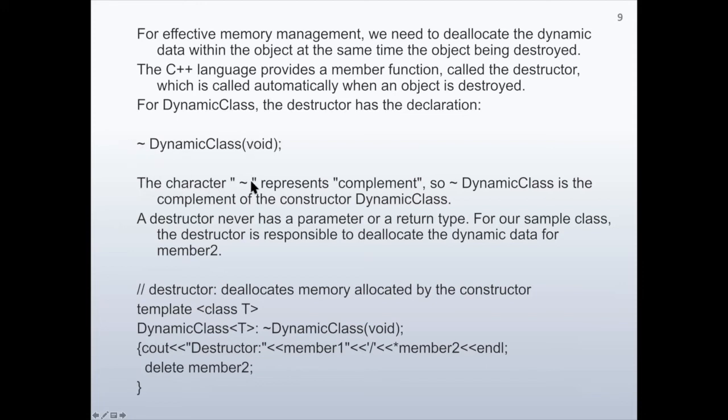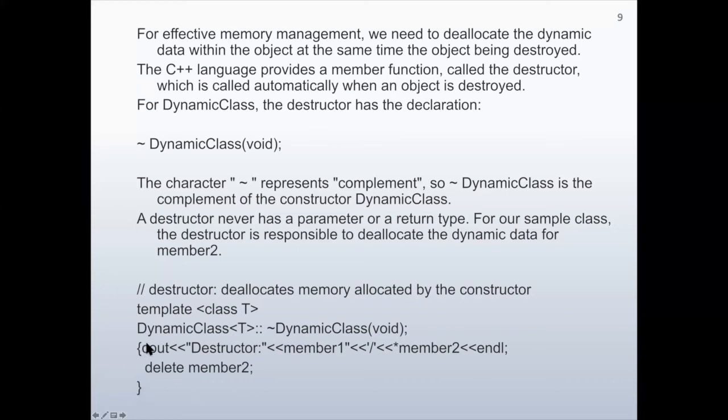The character tilde represents complement. So ~DynamicClass is the complement of the constructor DynamicClass. A destructor never has a parameter or a return type. For our sample class, the destructor is responsible for deallocating the dynamic data for member 2. The destructor deallocates memory allocated by the constructor.